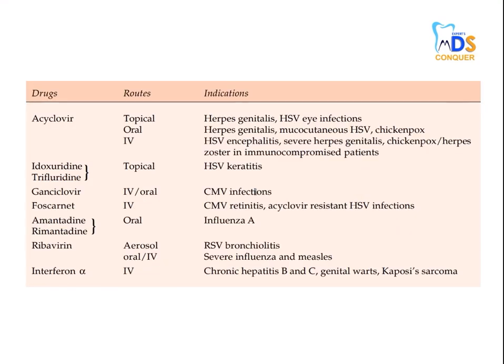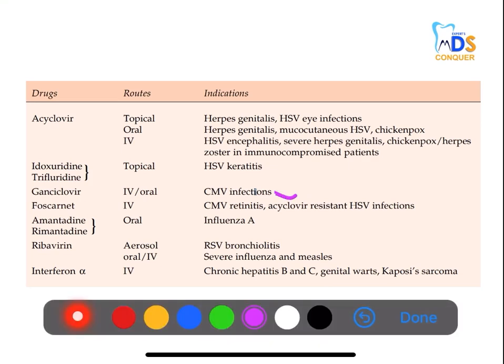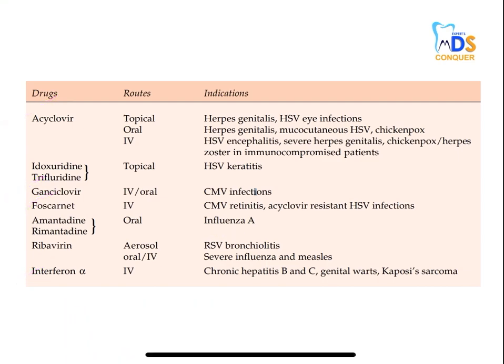So have a look. Next, the indications of various drugs. For cytomegalovirus, they have asked about ganciclovir. Once they have asked, and acyclovir for HSV obviously, and foscarnet again for cytomegalovirus retinitis. Okay, influenza, amantadine and rimantadine. And interferons for hepatitis, genital warts and Kaposi's sarcoma. So all these are quite important, have a look.